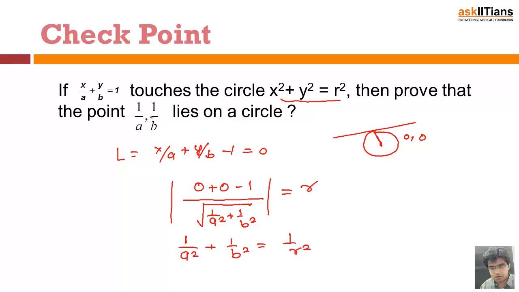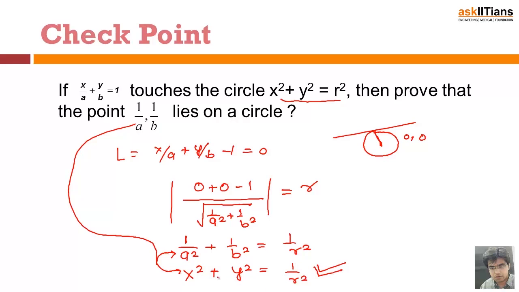Now the point is 1 upon a, 1 upon b. That means if I write this equation like this, x square plus y square is equal to 1 upon r square, that means that if you put 1 upon a and 1 upon b here, you will get this equation, and that means that 1 upon a, 1 upon b lies on this circle. It's also a circle whose radius is 1 upon r. So hence we have proved that 1 upon a, 1 upon b lies on the circle. The question says that it lies on a circle, so it can be any circle.